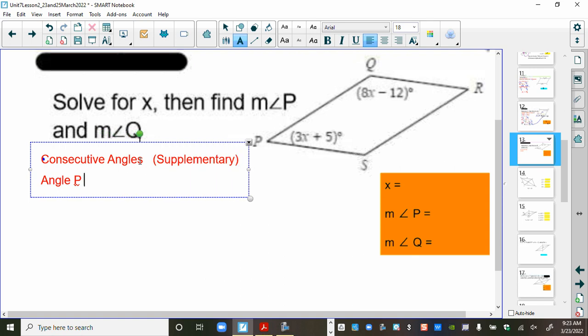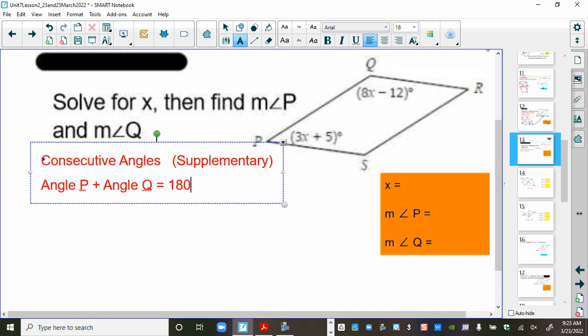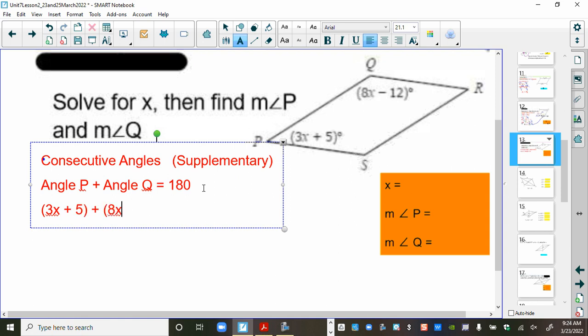So they're supplementary. That means angle P and angle Q do what? They add up to 180. That's the thing. Angle P and angle Q add up to 180. That's what we have going on here.